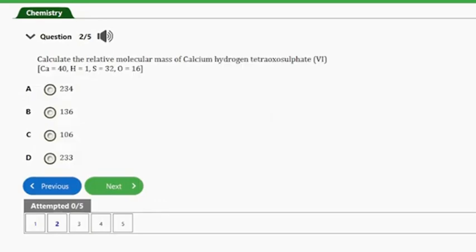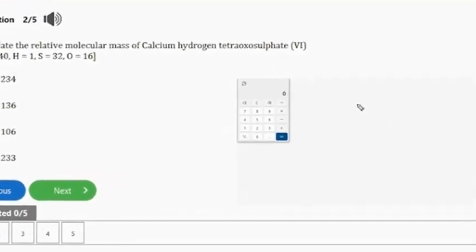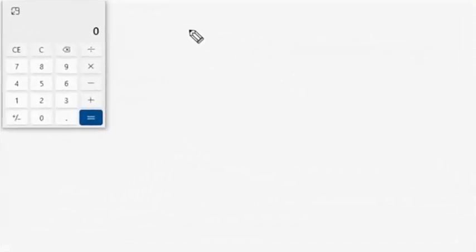The next question we have here is question number 2, and the question says calculate the relative molar mass of calcium hydrogen tetroxosulfate 6. Again, first of all, let's zoom into our workspace here. The first thing we need to do is to write the chemical formula. We have calcium hydrogen tetroxosulfate 6.